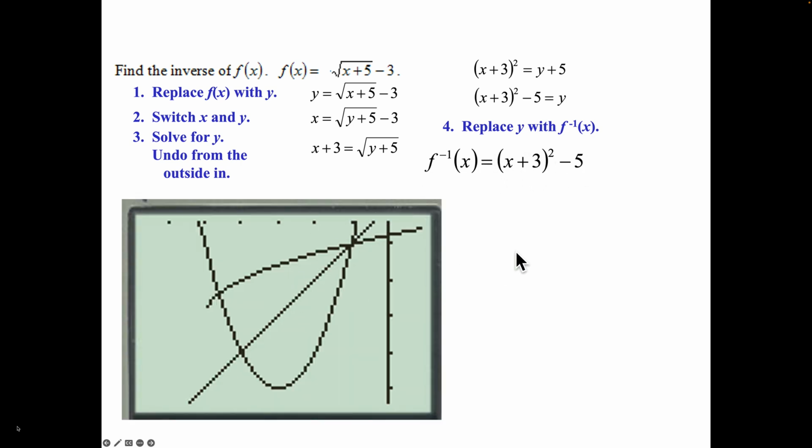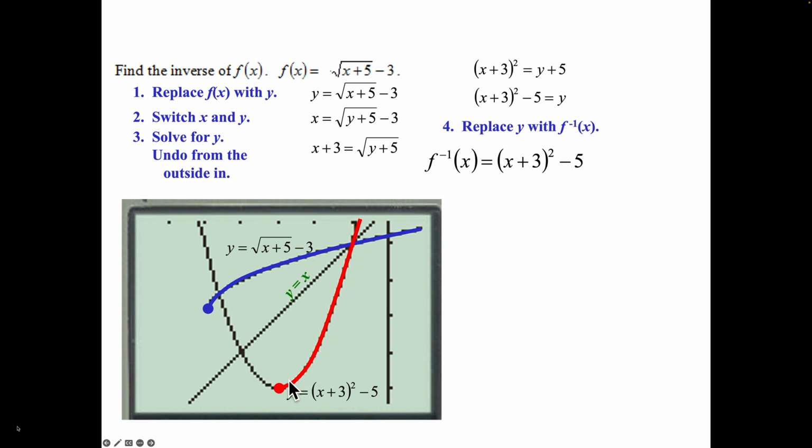Here's what my graph gave me. So I blew this up so you can see it. Here, that is the square root of x plus 5 minus 3. Here's my y equals x line. Now remember we said a true inverse graph flips over that line. This point lands right at the vertex of my parabola. But my y equals the binomial x plus 3 squared minus 5 gives me the whole binomial. I just want half of it.